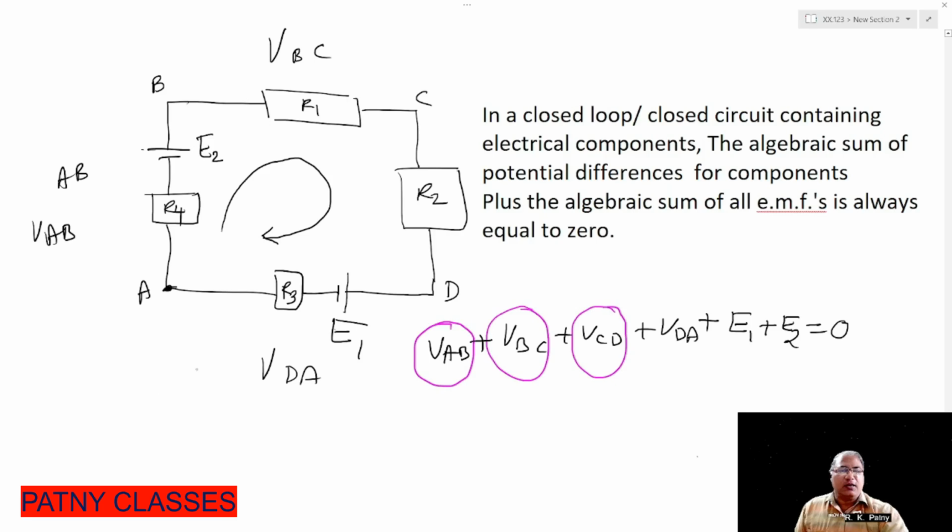In a circuit, there is not necessarily only one EMF. There may be more than one EMF source. For example, in this circuit there are two EMF sources, E1 and E2. So the addition of all potential differences plus the addition of all EMFs is always equal to 0 in a closed loop, in a closed mesh, or in a closed circuit. That is nothing but the definition of Kirchhoff's voltage law.